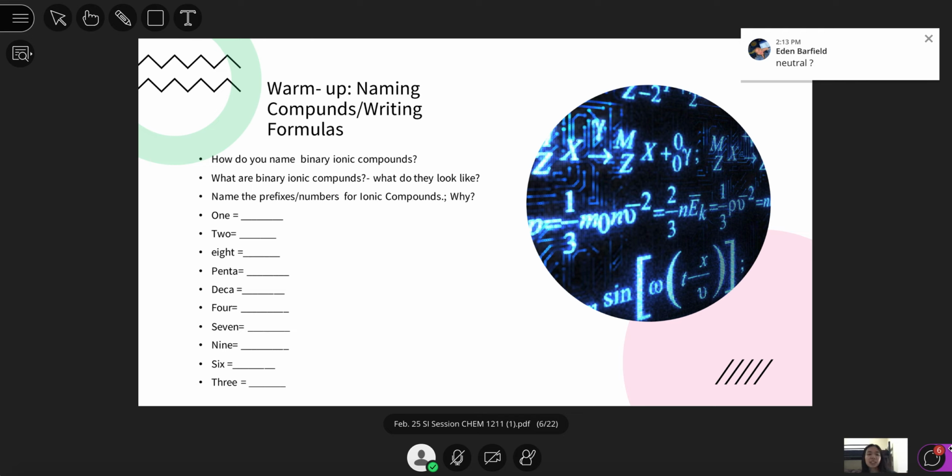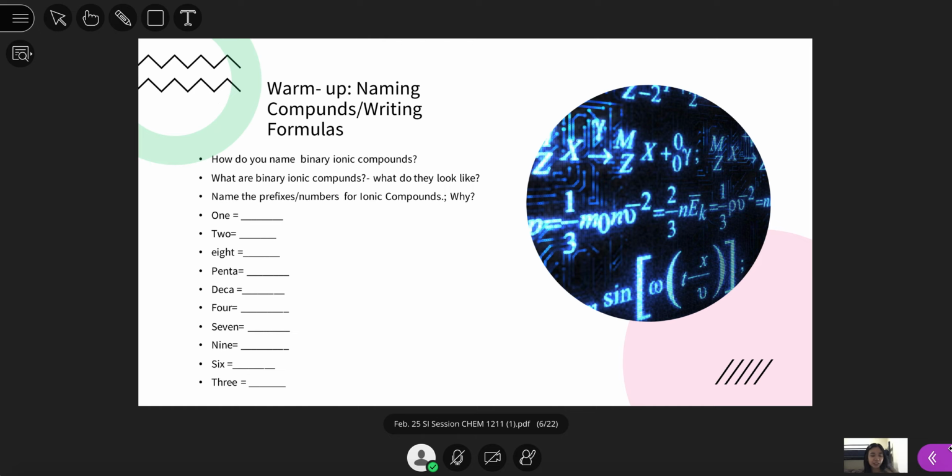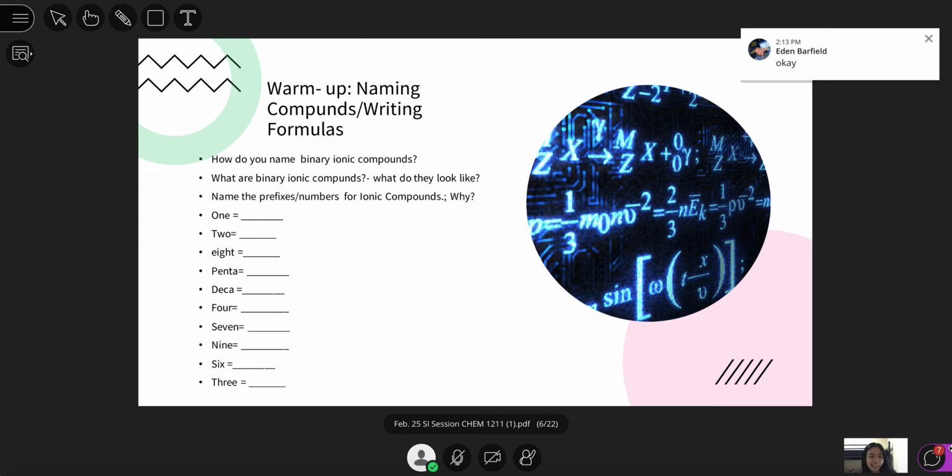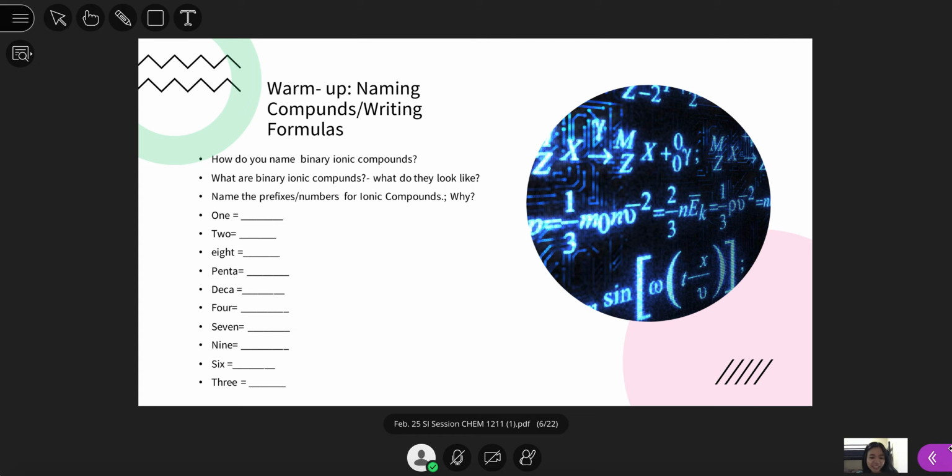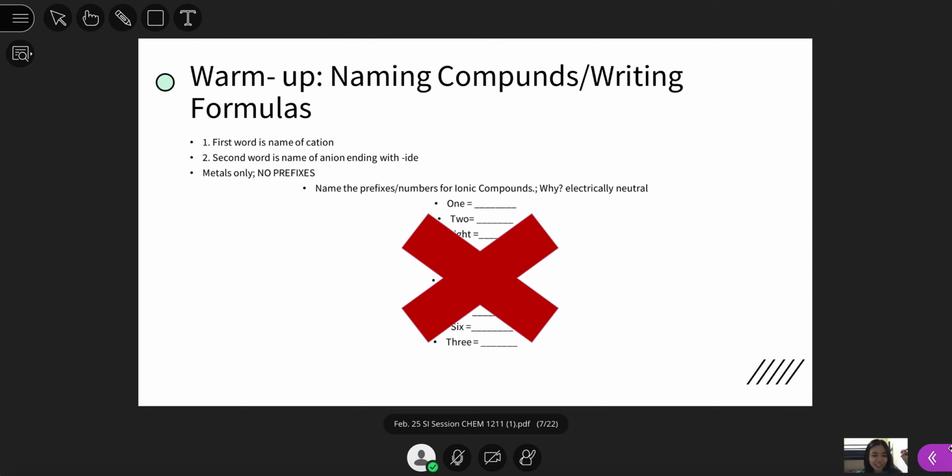Neutral? That's what your textbook says. That's what I would use for why you don't use prefixes. You don't have to dwell on that. They're not going to ask you why you need to know. You're going to be fine. Do you have any questions? This one's pretty simple, pretty easy, I think, right? Okay, I'm just going to keep going then.